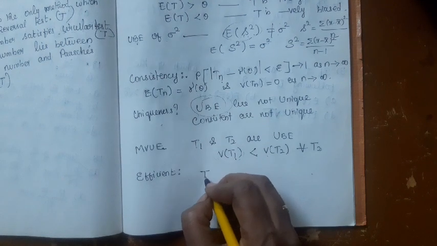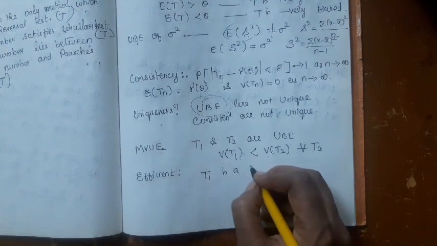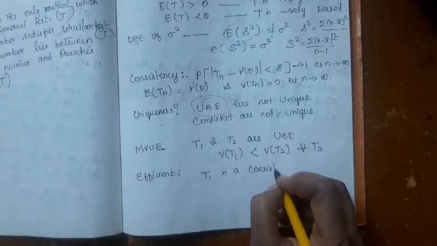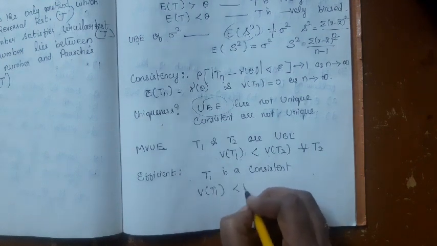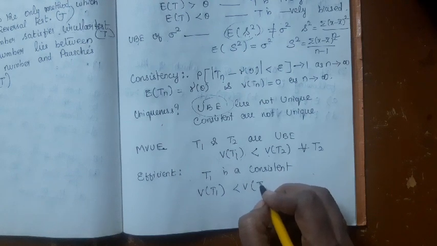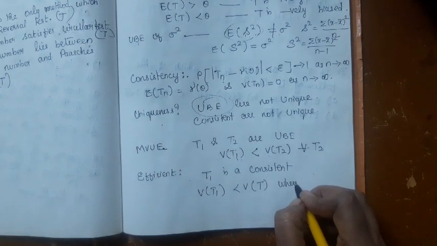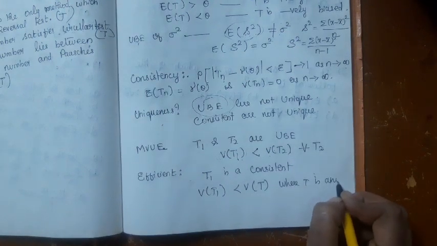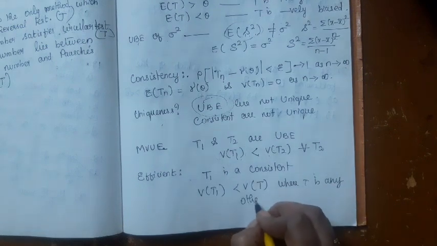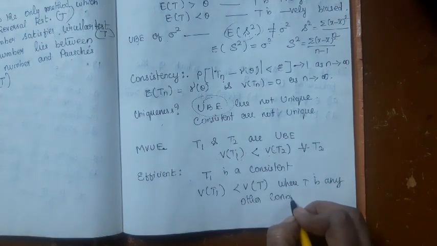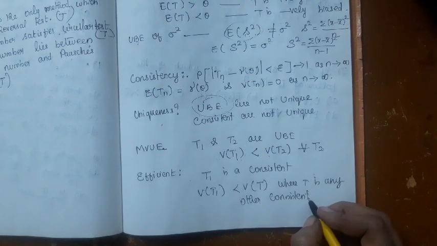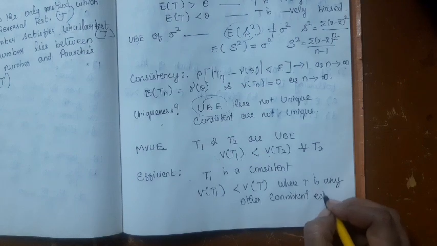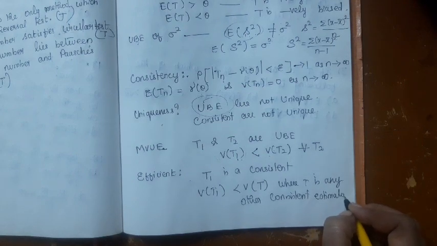Suppose that T1 is a consistent estimator. This T1 is called an efficient estimator if variance of T1 is less than variance of T, where T is any other consistent estimator. Among the group of consistent estimators for a parameter, the one which has the least variance is called efficient estimator.